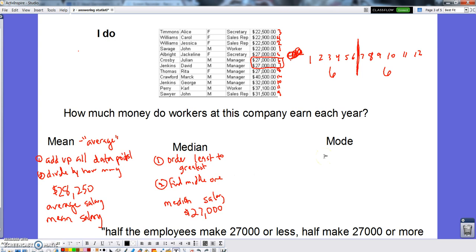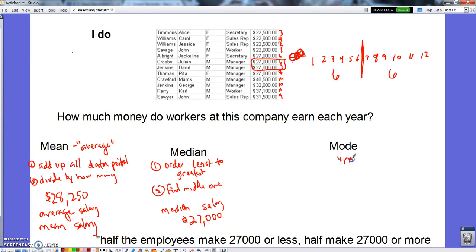The mode is the easiest. The mode even sounds like the word most. To find the mode, you find the one number that appears the most times in this list. And in that case, we have 4 people that make this salary. So the mode is that number. Happens to be the same as the median. That doesn't always happen like that. So the mode is that. You say, well, the most people make that. So this is 3 different ways to look at answering a statistical question.